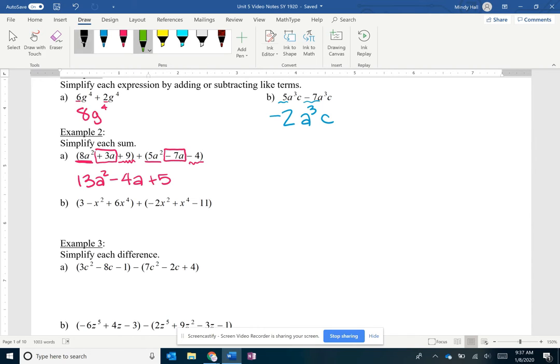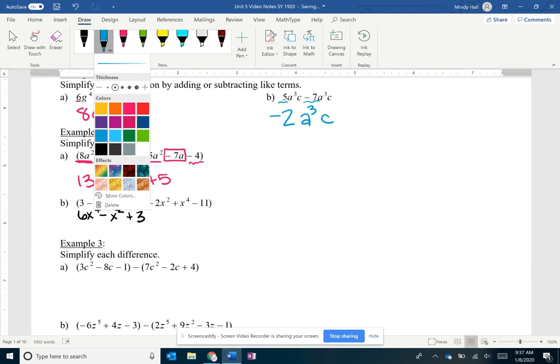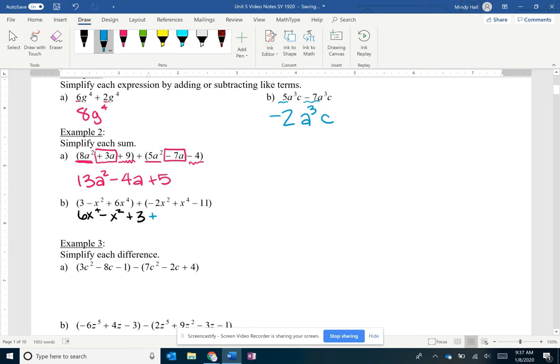So if I were to rewrite this, I could have 6x to the 4th, because that's my highest exponent. Then I have a negative x squared and a positive 3. And then I'm going to be adding this entire thing, and I'm going to try and put it in the same order. And another thing you can do too, if you don't like adding horizontally, is to add vertically. This is going to be plus negative 2x squared.